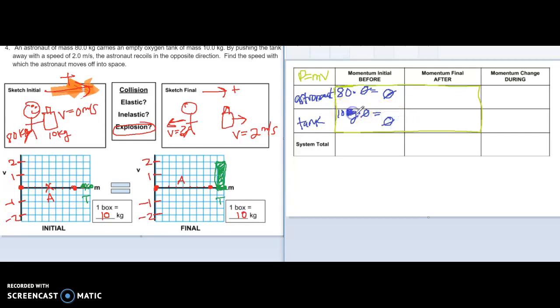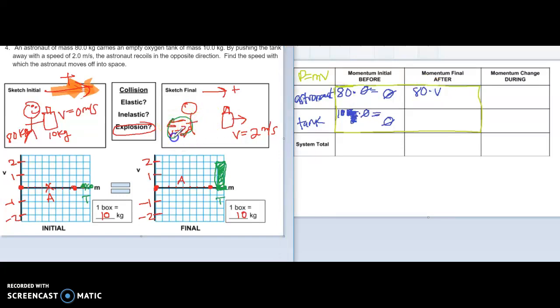Okay, and I went ahead and wrote kilograms out of habit, but in my class at least I said if you want to leave out the units, you can leave them out here because it makes it a little less confusing. Okay, you really should have them though, so your call. Okay, all right, the momentum after, okay, the astronaut is still 80 kilograms of mass, and we don't know how fast he's going here.